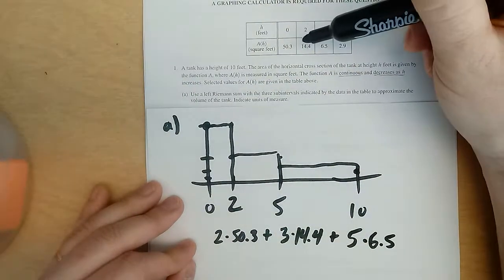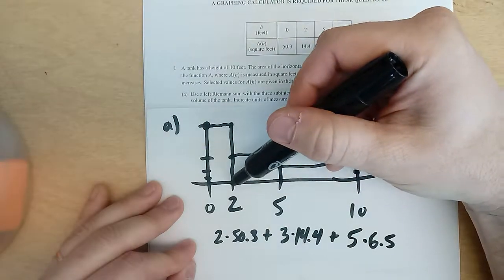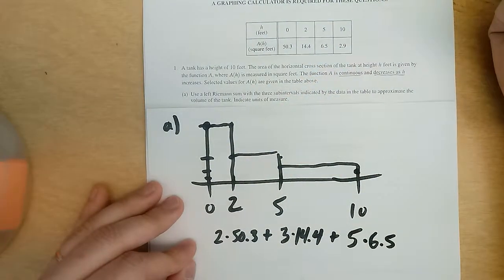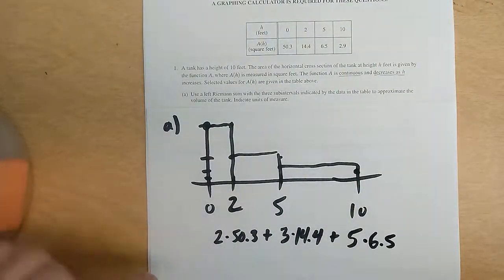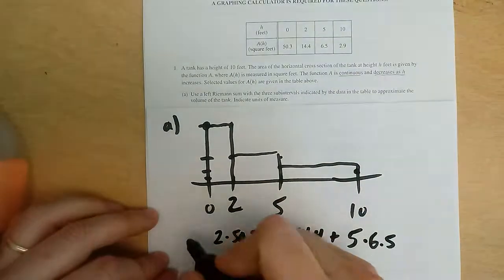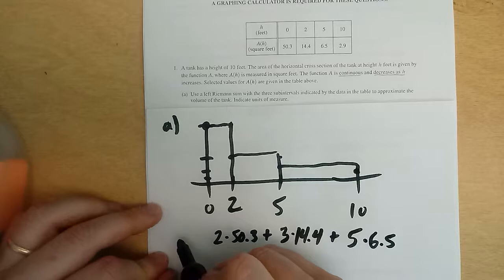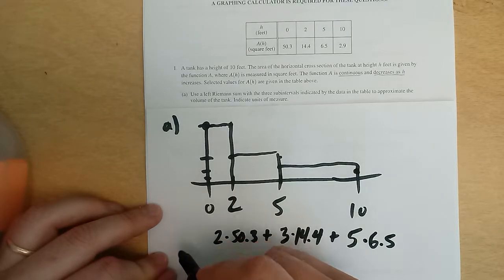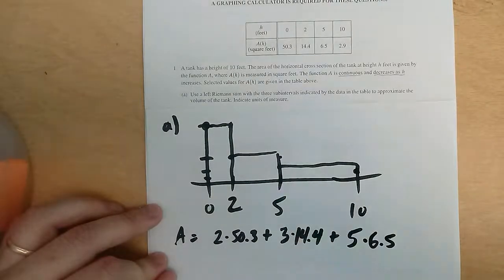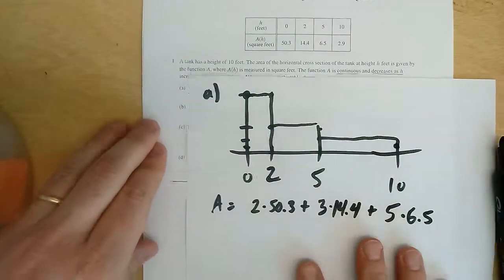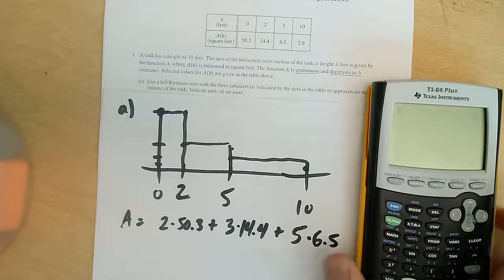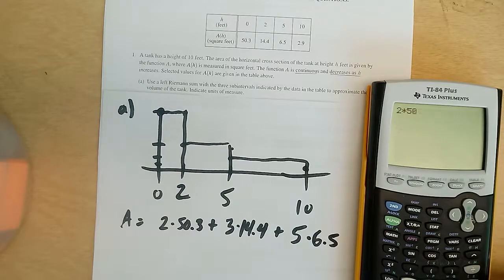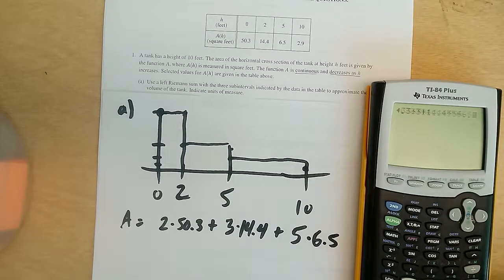Now, if it had asked for a right-hand Riemann sum, I would wind up using the right-hand values of each of these rectangles. So I'll go in and I will use my calculator because I'm not going to waste my time doing this by hand. But wait, let's say the area under this curve. A wild calculator appears. Okay, so 2 times 50.3 plus 3 times 14.4 plus 5 times 6.5.